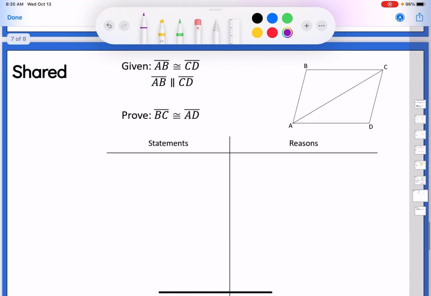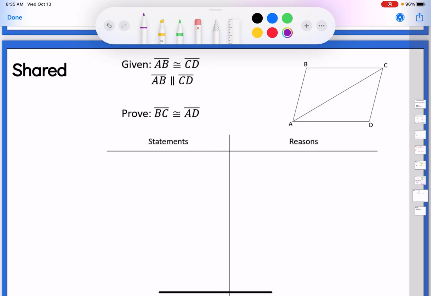So to wrap it up, let's make sure that we know how to put these things into a proof. This is going to look really similar because it looks very much like the problem we did yesterday, but it's different. We're actually going the opposite direction as yesterday. So our first step here says segment AB is congruent to segment CD. And step 2 says that segment AB is parallel to segment CD.